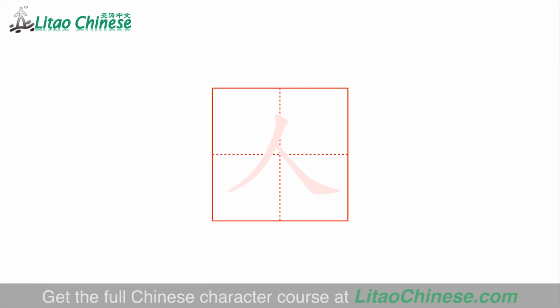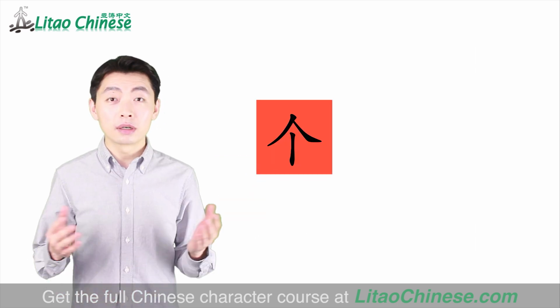Here is the correct stroke order of 人, 撇, na. The left falling stroke 撇 is higher than the right falling stroke na, and they join each other. Only 2 strokes. One more time. 撇, na, 人, person.